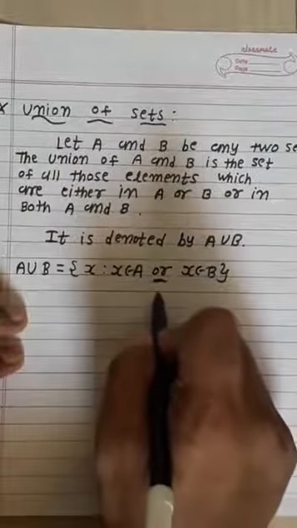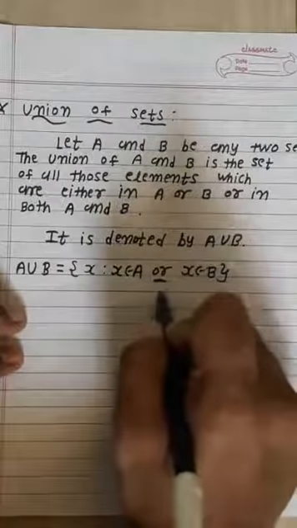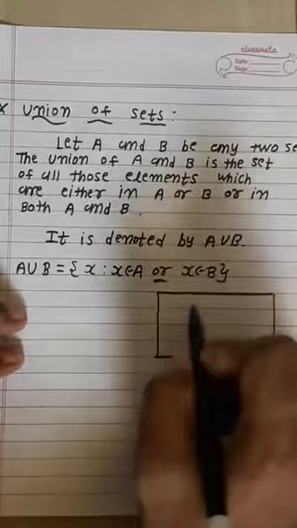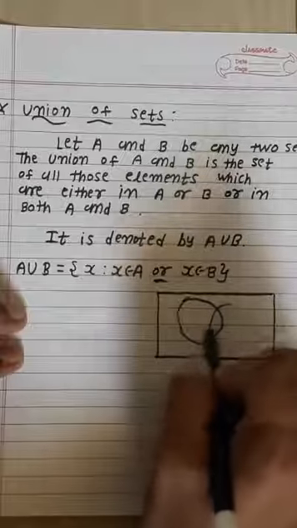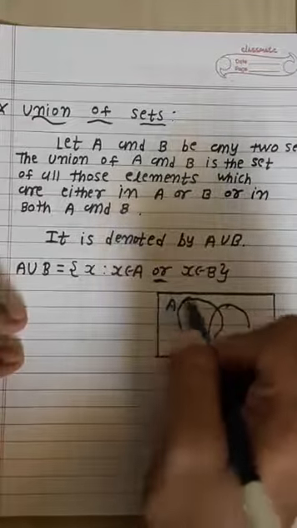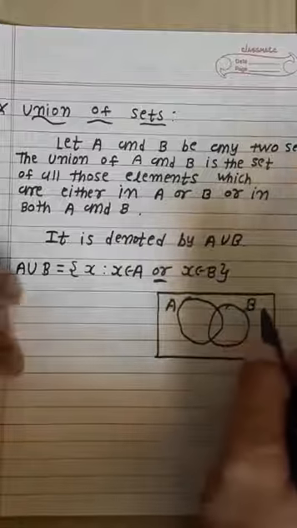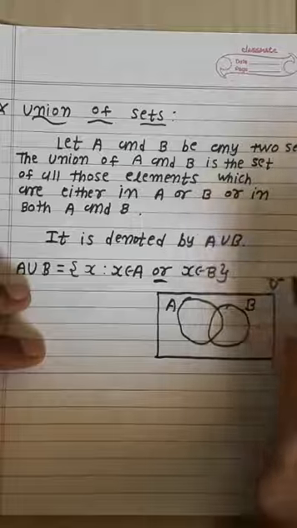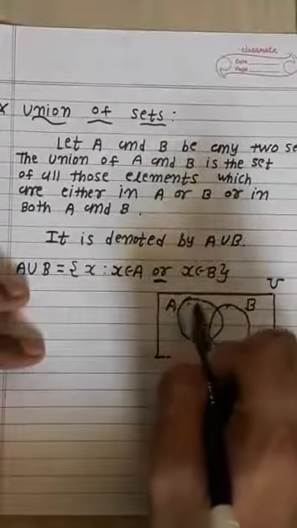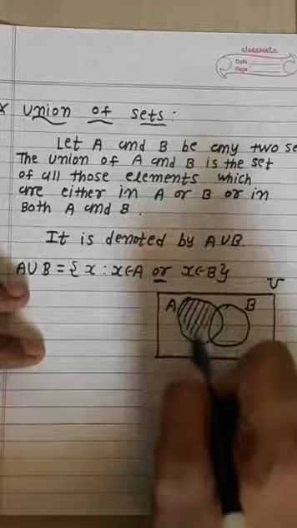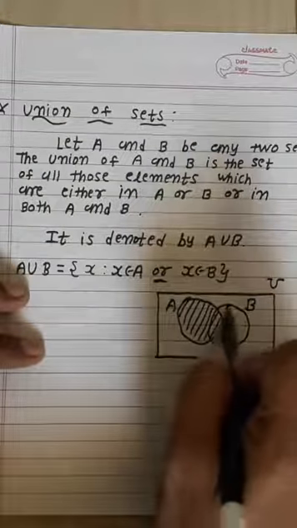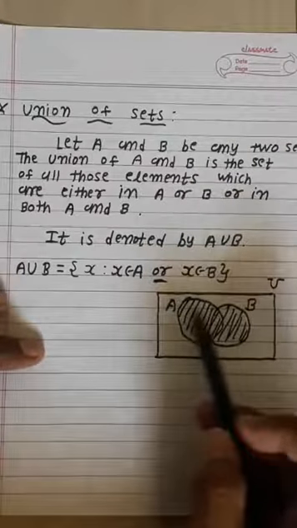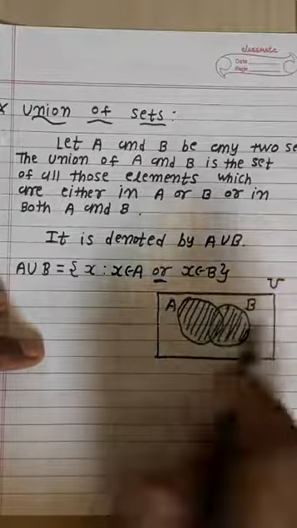Now how can A union B be represented in a Venn diagram? In a Venn diagram we can take two sets A and B. Here we consider set A and here another set B, and here the universal set U. So A union B means all the elements of set A as well as all the elements of set B, so it covers this whole portion.